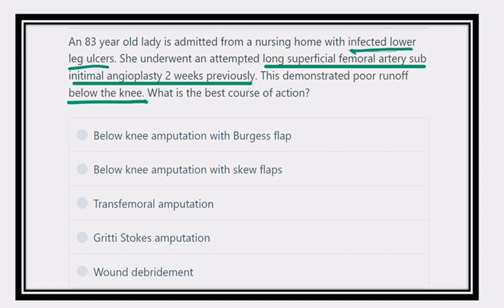Here is the clinical scenario again: there is the infected lower leg ulcer, and the angioplasty shows poor run-off below the knee. That means the below knee area has very minimal blood supply.